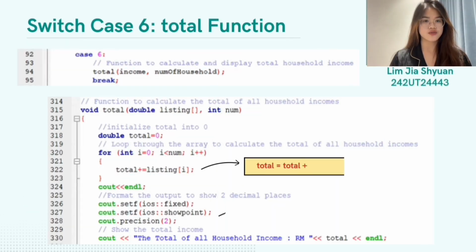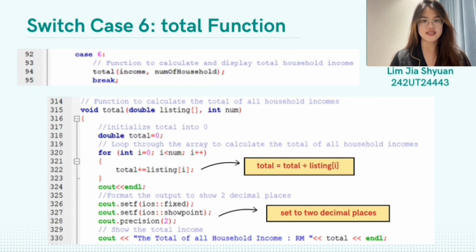Now, let's look at the switch case 6. When users select option 6, the total function with the arguments incomes and num of household is called. This function is used to calculate the total household income. The parameter listing is an array of household incomes and num is the number of households.